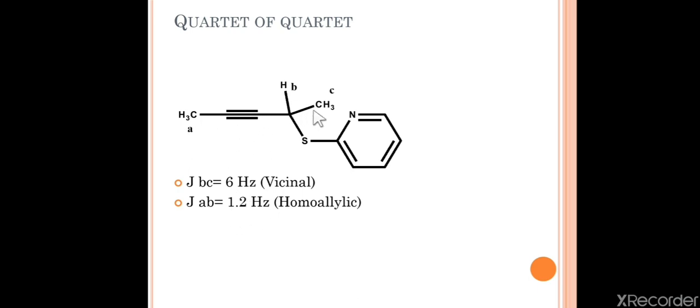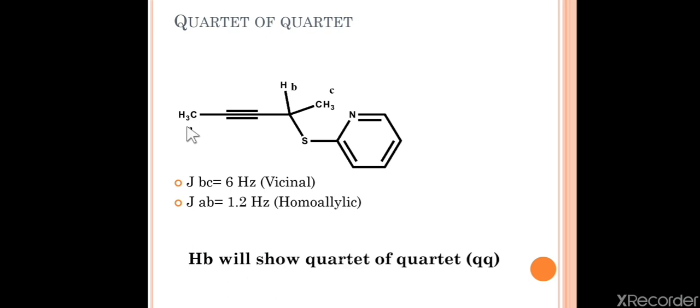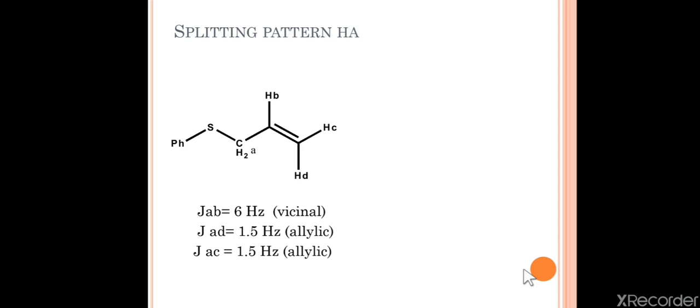So this will again be quartet of quartet, but the first quartet will be for the vicinal coupling and the second quartet will be for the homoallylic coupling. This will be the quartet of quartet, vicinal and homoallylic. So this is how we are going to name the patterns. Okay, this is how we are going to consider the patterns. Let's see a few more examples.